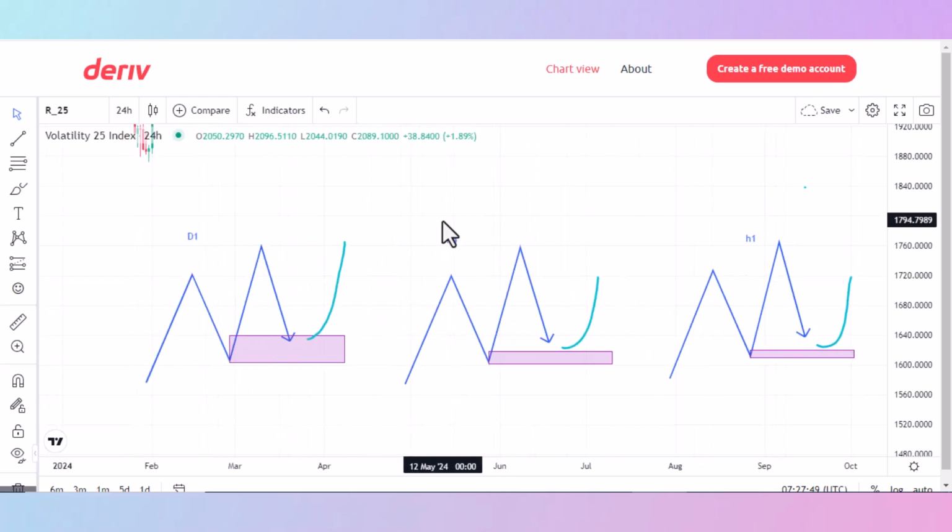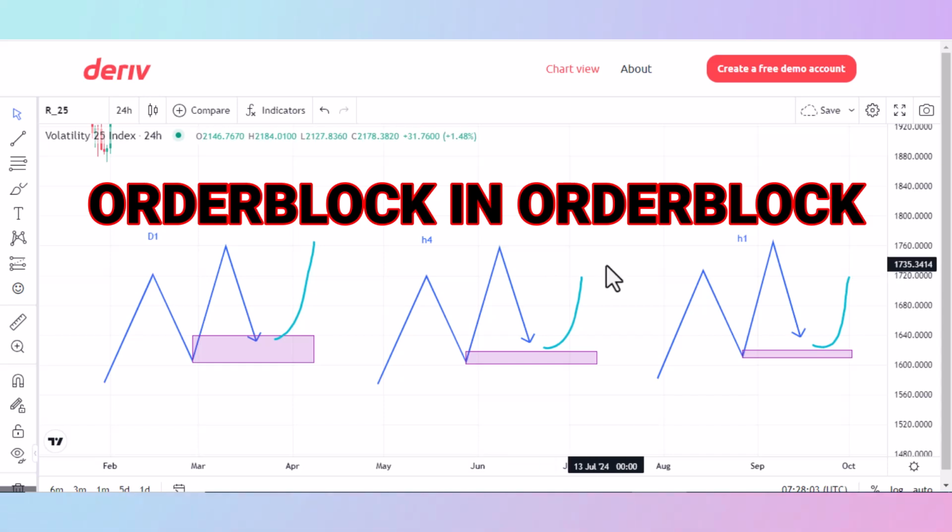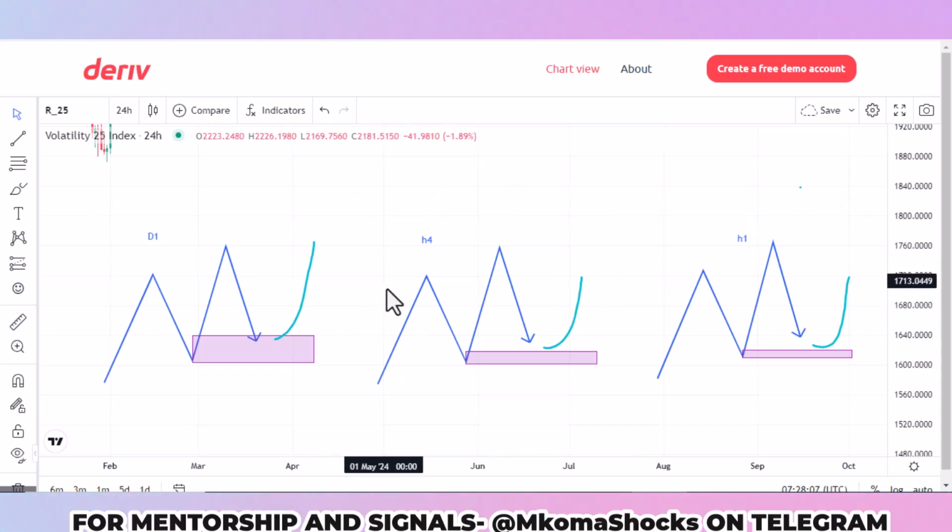Today we are back. I want to show you the best strategy to use when you're using order blocks, the best strategy that you can implement to get those sniper entries. So we're going to be talking about a concept that is called order block in order block, right? This is the best strategy when it comes to order block from my experience right now.